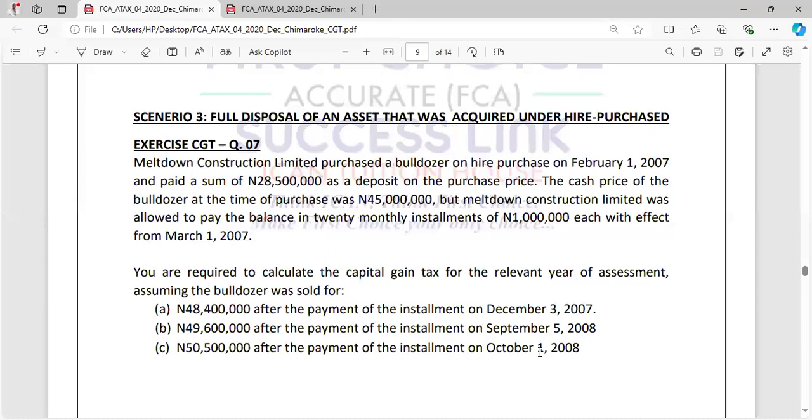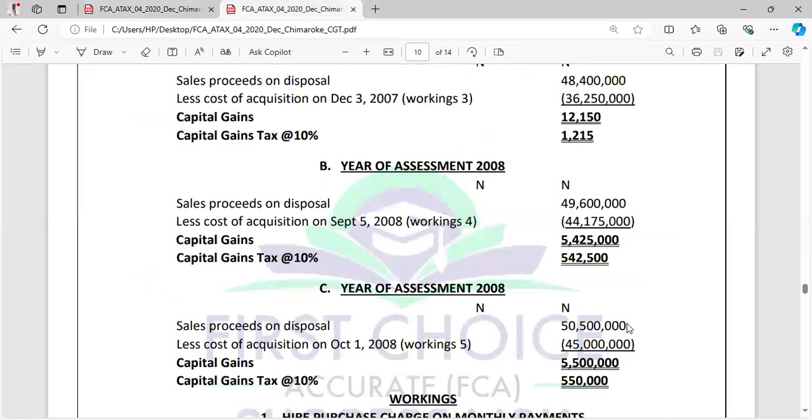All right. Now, in the C part of the question, look at what happens after the payment of installments on October 1. Now you dispose of it at 50,500,000 after you're finished paying on October 1. Look at the cost of the assets and the amount you received on disposal, 50,500,000. Now we are told for cost of acquisition, look at workings 5. Let's go to workings 5.